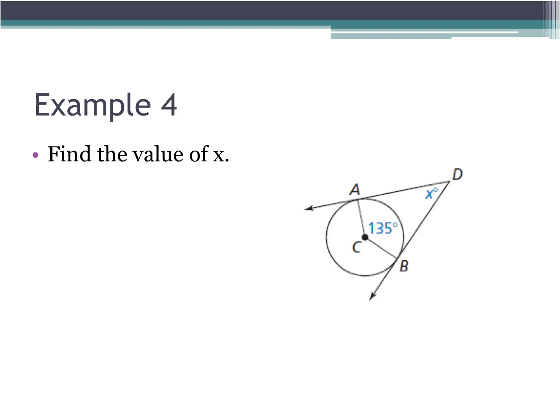Example 4, they want us to find the value of x, and the value of x is angle ADB. Remember, angle ADB, the outside angle, equals 180 minus the measure of angle ACB. Now, angle ADB is our x. We have 180, which is part of the equation. And then angle ACB is this angle right here, which is 135. So the x is going to equal 45 degrees. So we use the circumscribed angle theorem to solve for this from the previous pages.